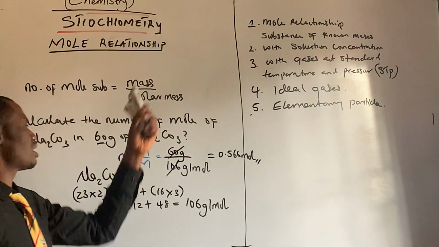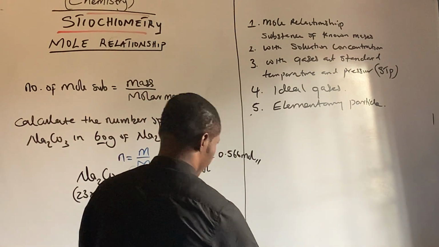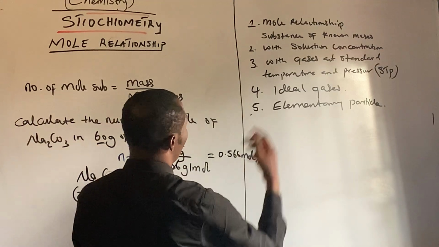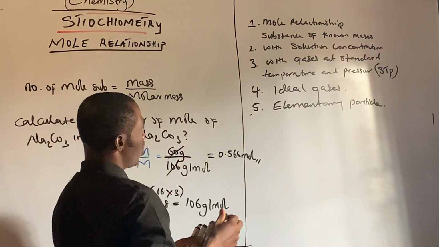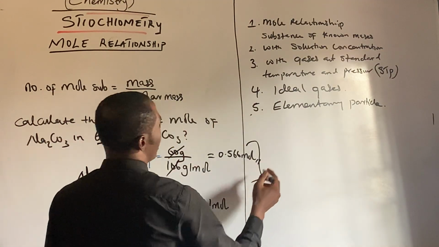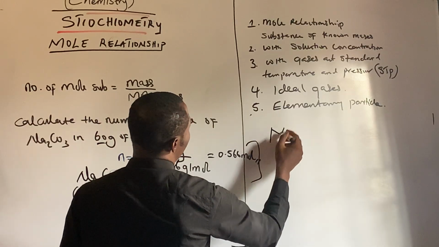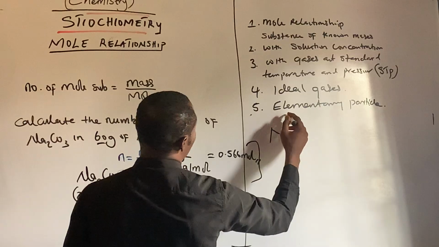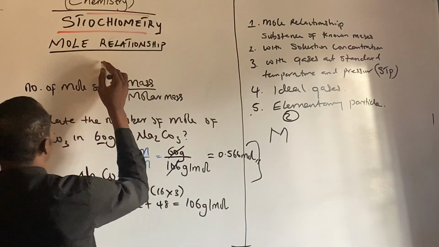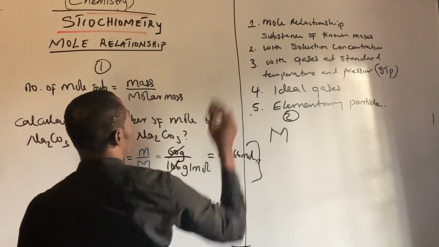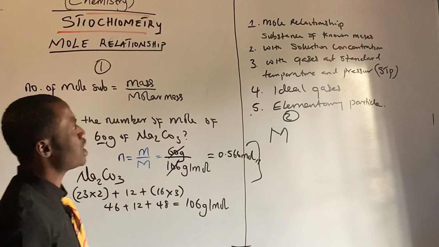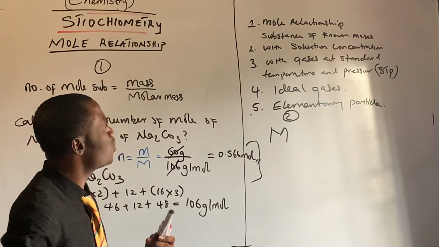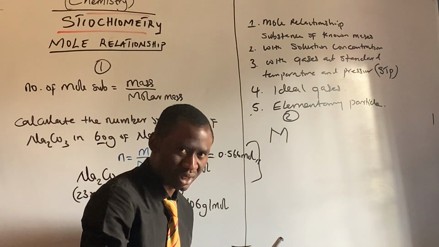Now let's get to the next one. Let's put the formula here first. This is number 2 now; number 1 was the first one, mole relationship with substance of known masses. This is number 2, mole relationship with solution concentration.